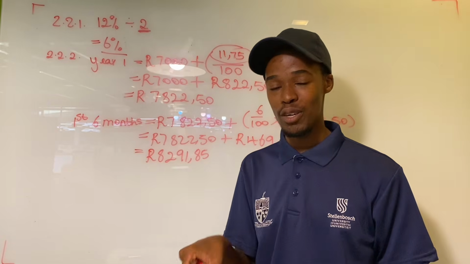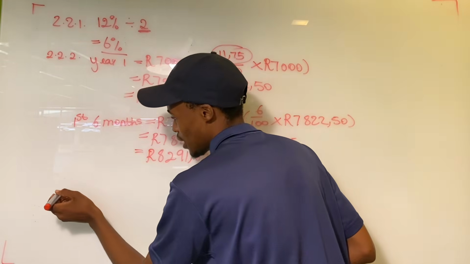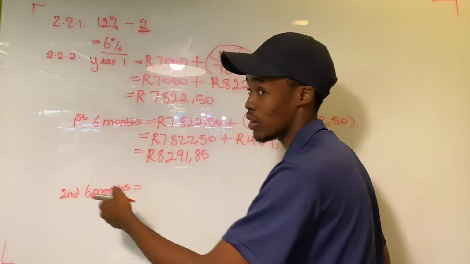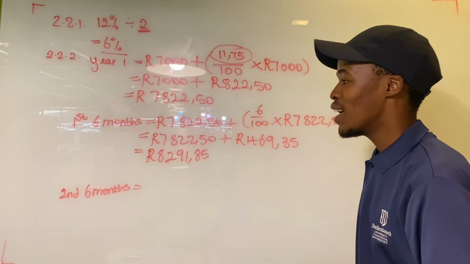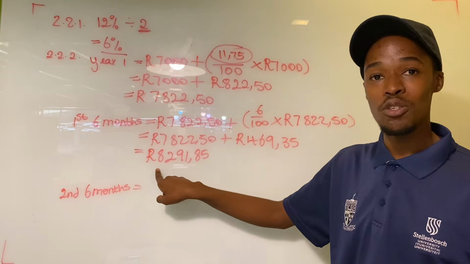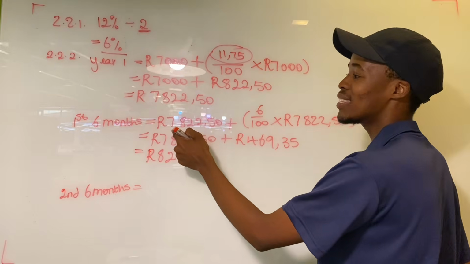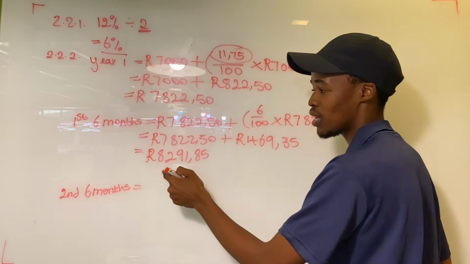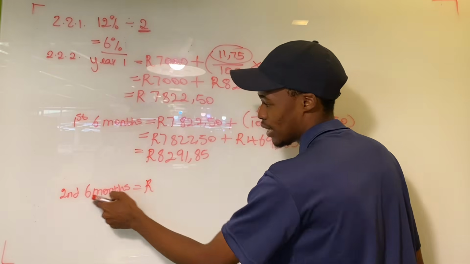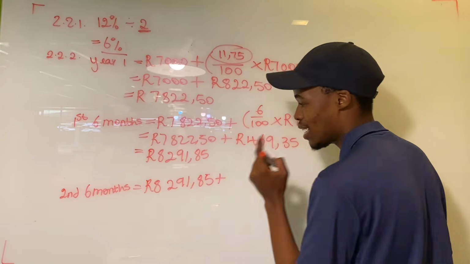Okay, but we're not done, because we also have the second half of the year. So now we're going to say second 6 months, which is the remaining months of the year. This was his closing balance by the end of the first 6 months of the second year. So it is also going to be the opening balance for the second 6 months of the second year. We're no longer working with 7,822 rands 50 cents now, but with how much? 8,291 rands 85 cents. So the opening balance for the second 6 months is 8,291.85, plus the interest.